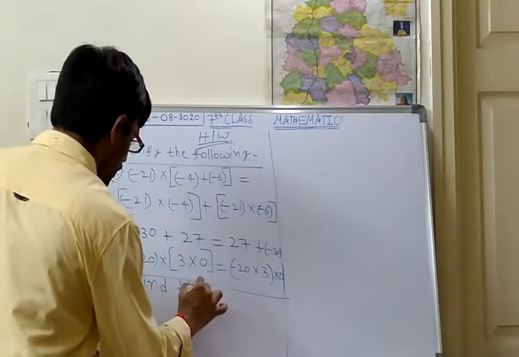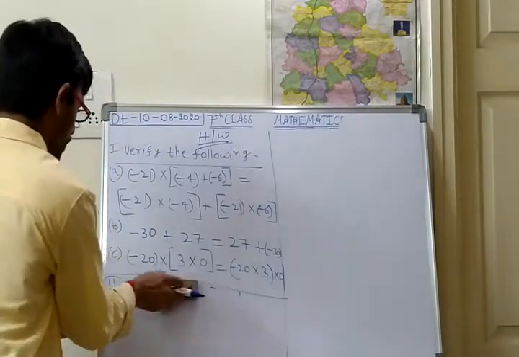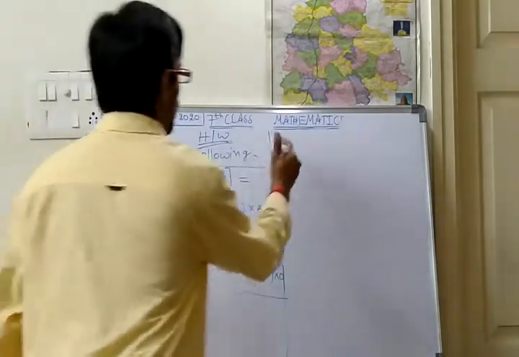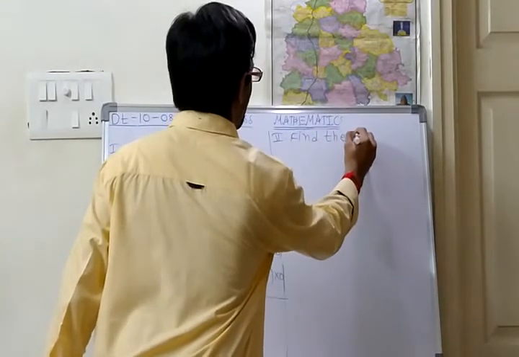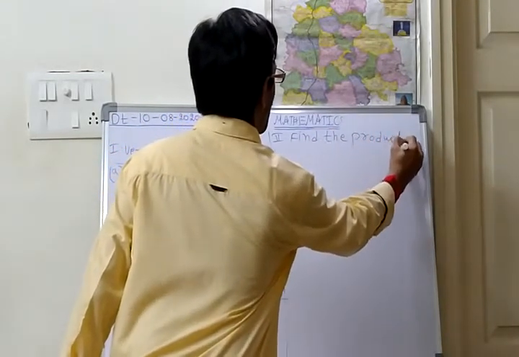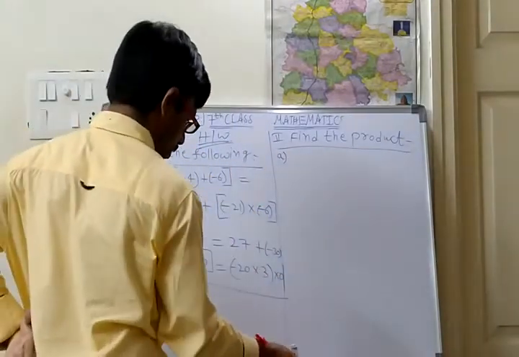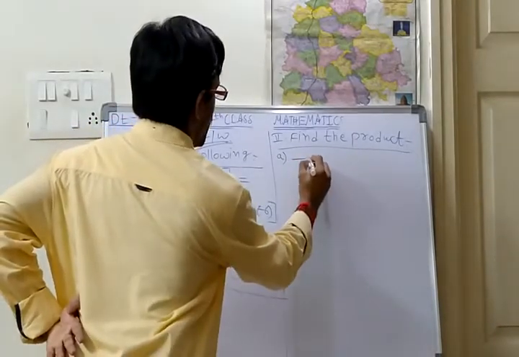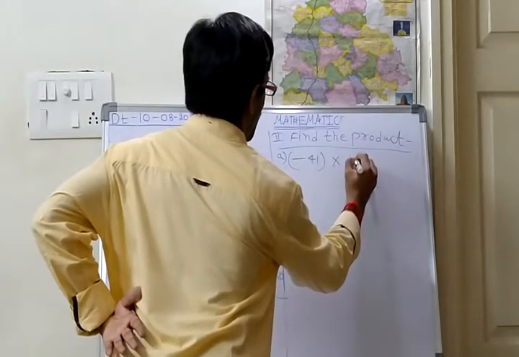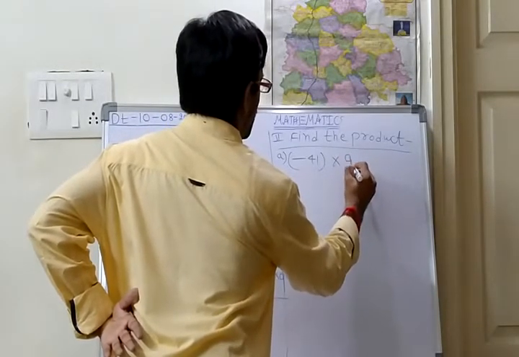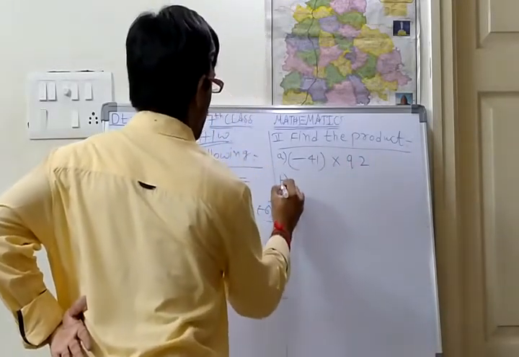Find the product. Okay. Instead of here, I will be writing here. Find the product. First one is minus 41 into 92. Next, second one, B.